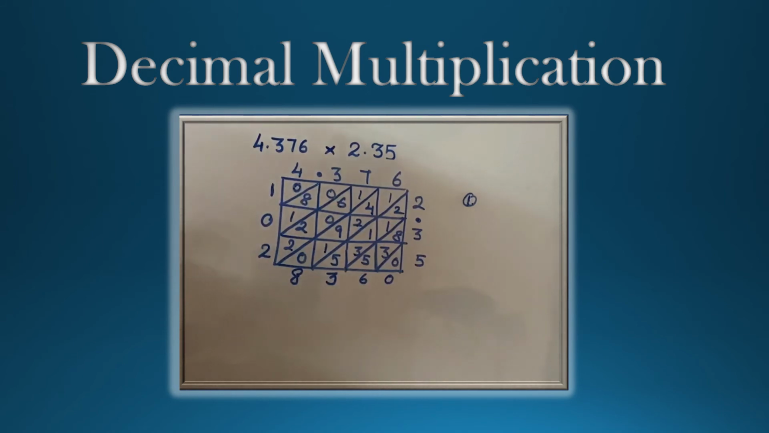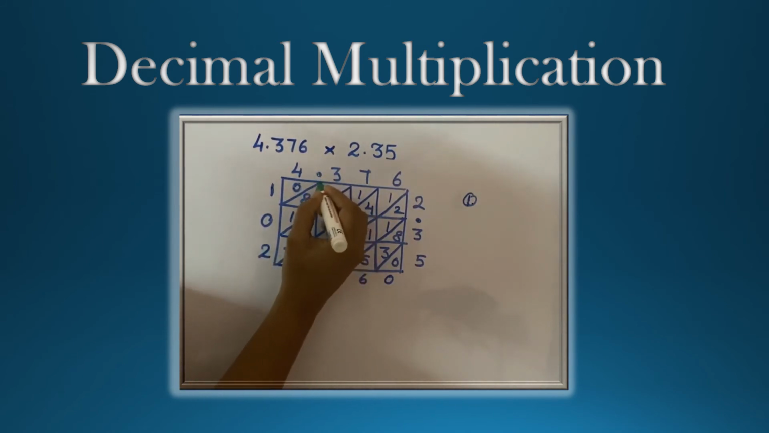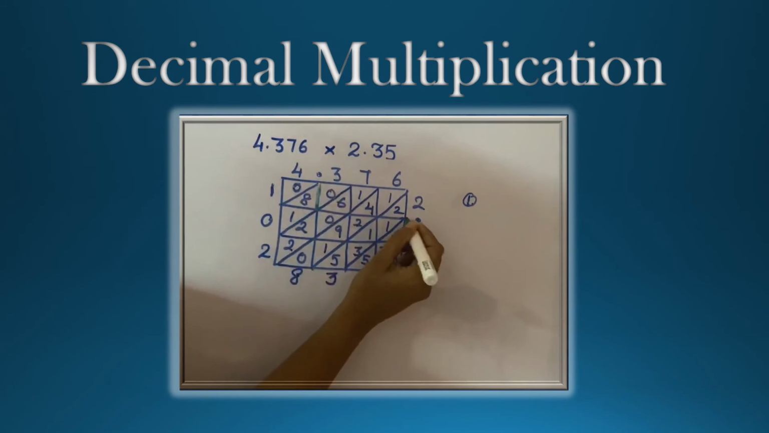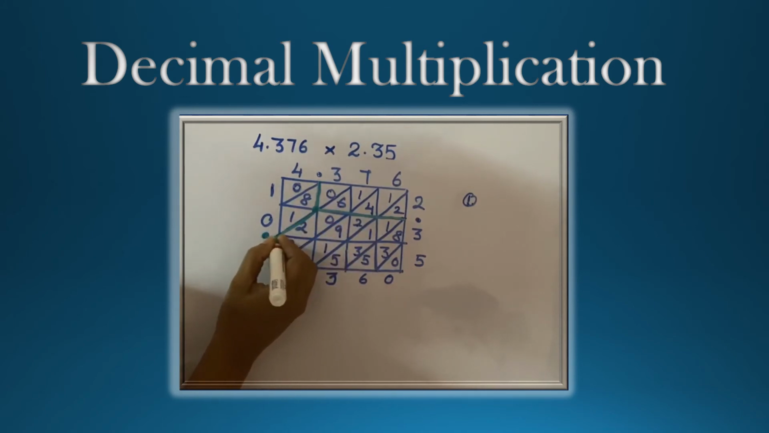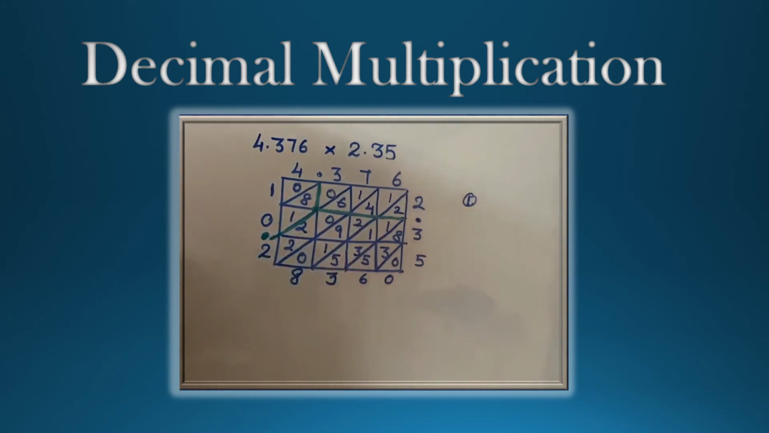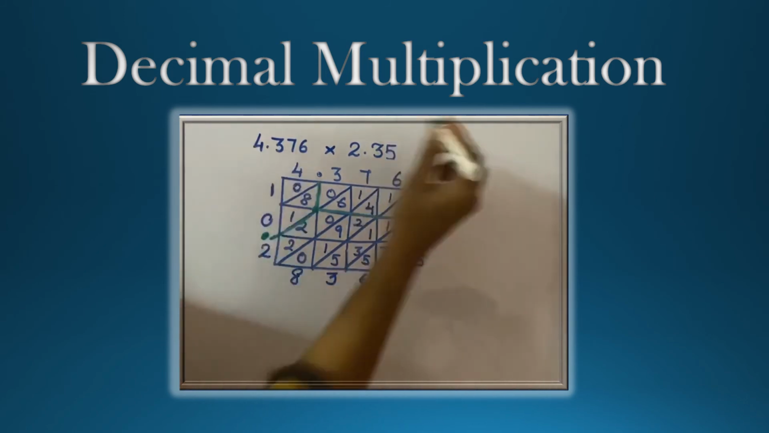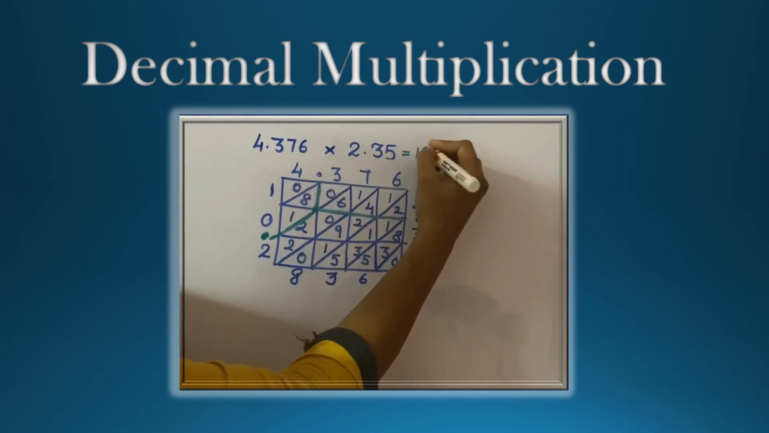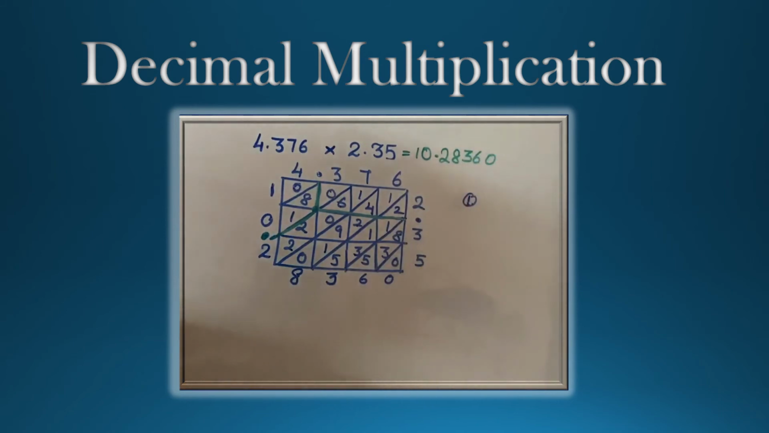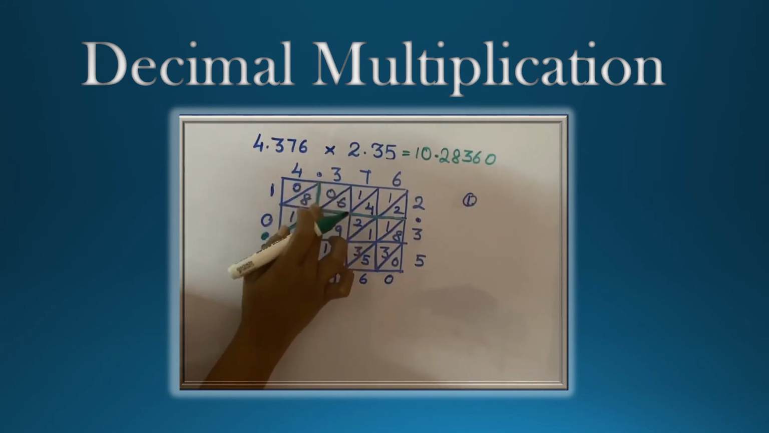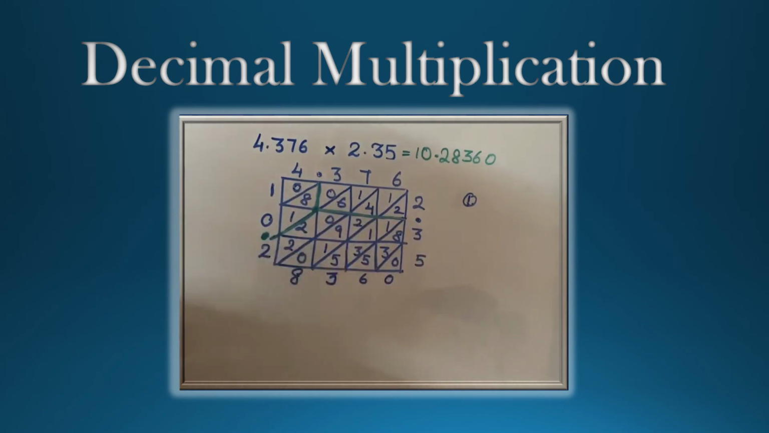Now, the point. Where the decimal point should come in: see straight to this point, draw the vertical line, and here to this point, a horizontal line. By this intersection, here is the point. So the answer is 10.28360. Let's write the product: 10.28360. So the point is where the vertical and the horizontal lines intersect.